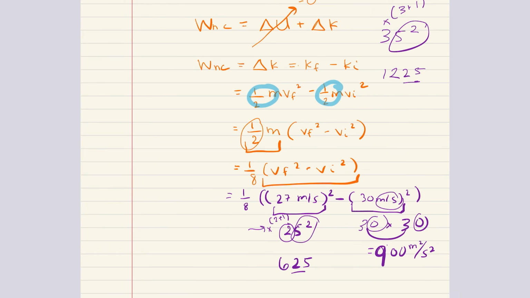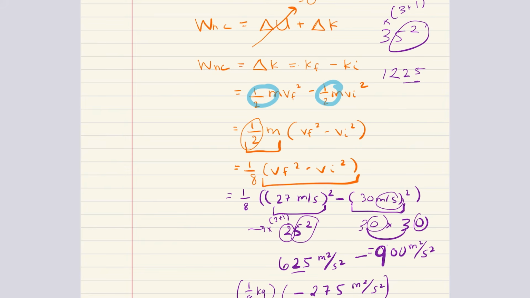So we have 625 meters squared per second squared minus 900 meters squared per second squared. This is going to give us negative 275 meters squared per second squared. Now, we can't forget that this is multiplied by 1/8, 1/8 kilograms.